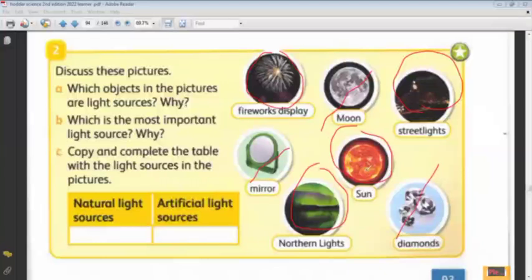We want to sort these four into natural and artificial. The sun is natural. The street light is artificial. And this is natural. So I have northern lights with sun as natural. Fireworks display, street lights are artificial. Yes. Okay.